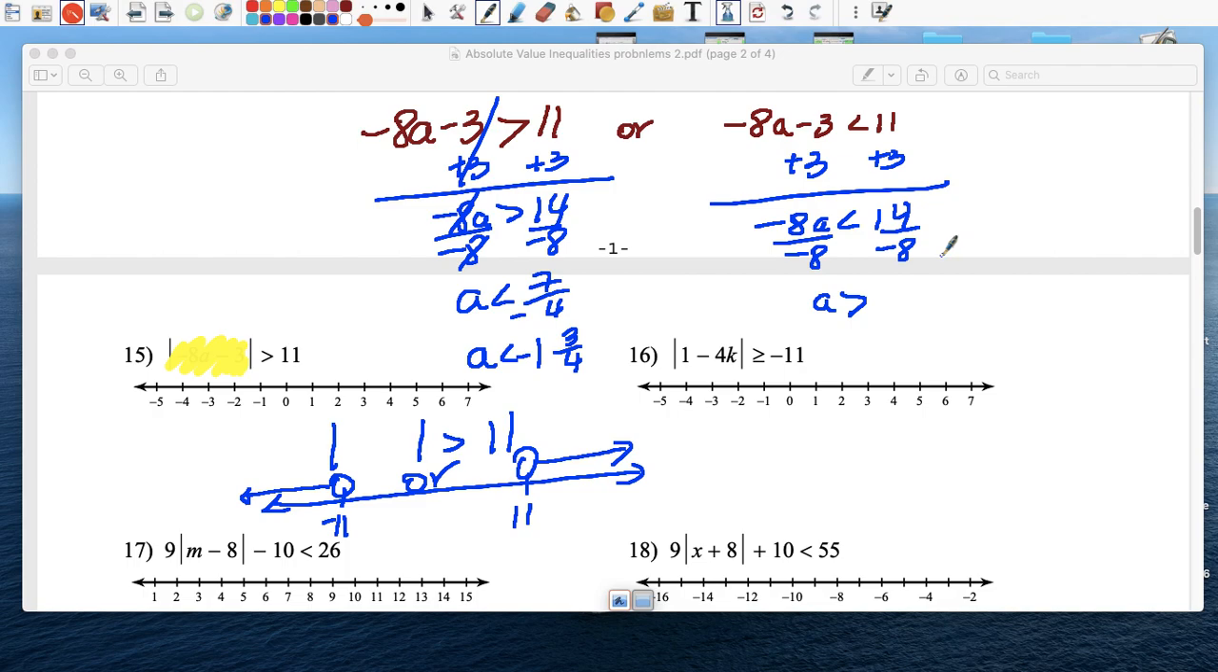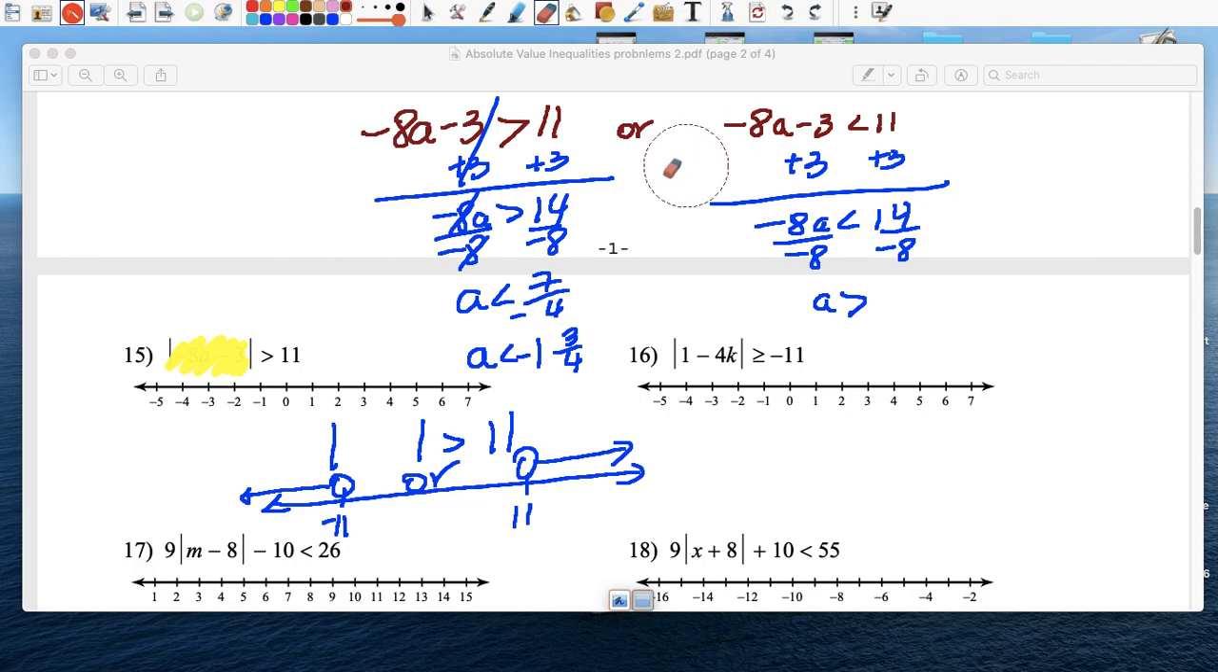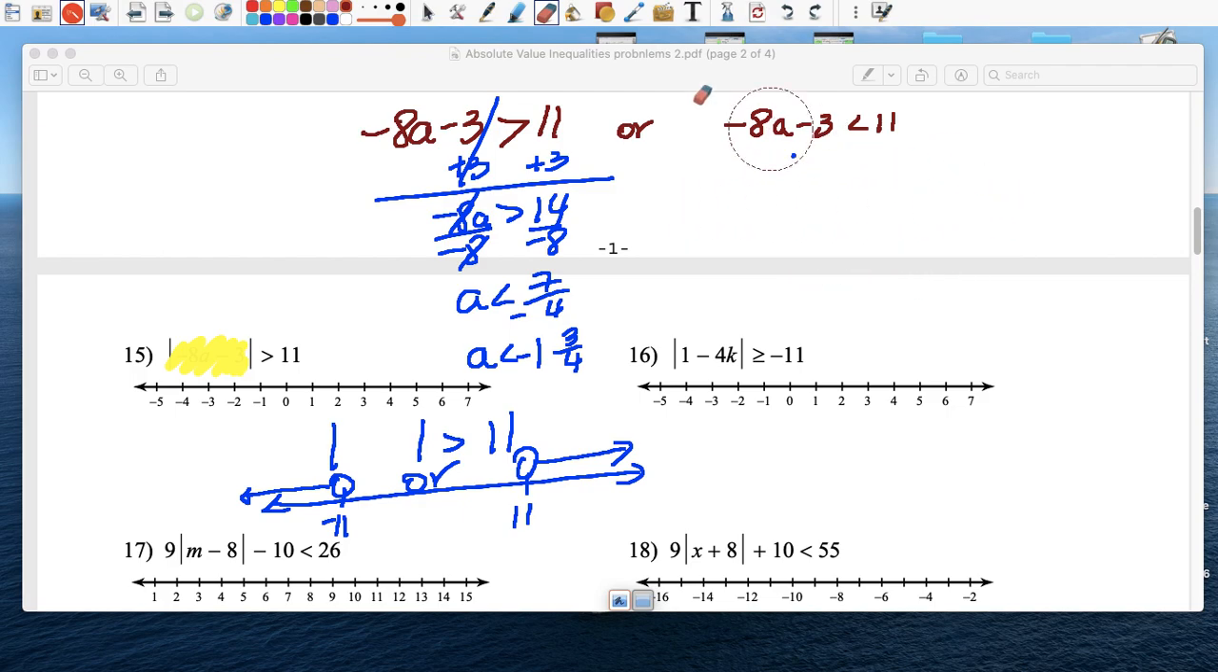Hang on a second, did I do something wrong? 11 plus 3. Oh, I see. Here's my mistake. One of these should be negative 11. So let me erase. No, that was okay. This one had to be negative 11, minus 11, right there. So negative 8a minus 3 has to be greater than 11 or less than negative 11, and that's what I missed.